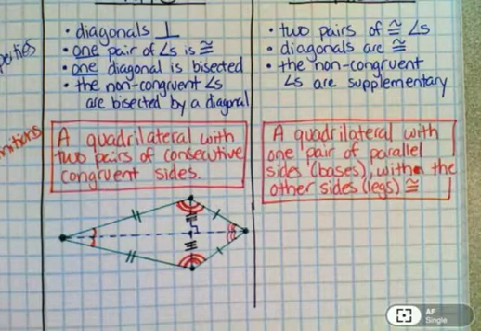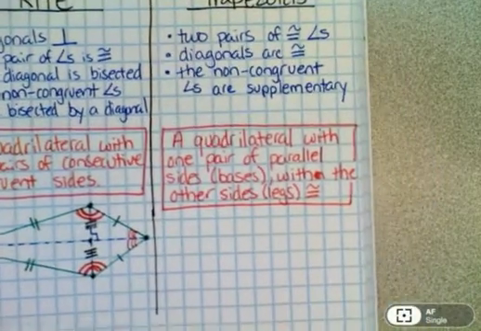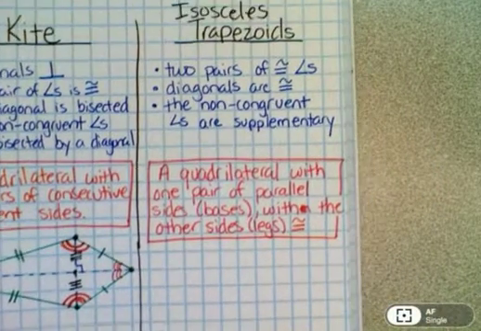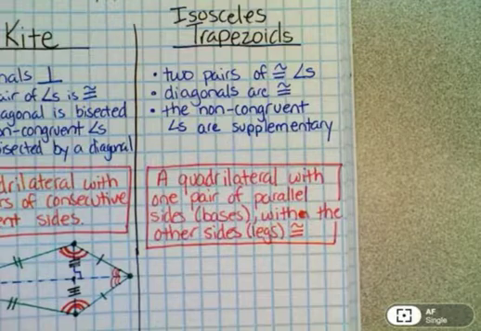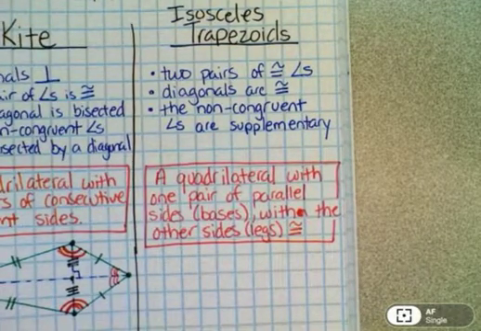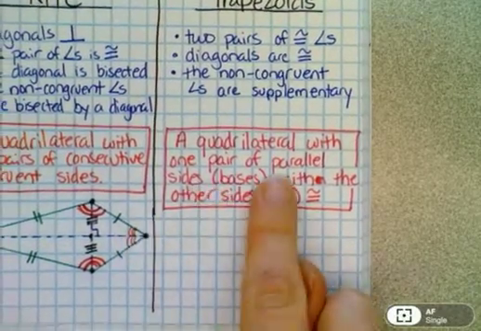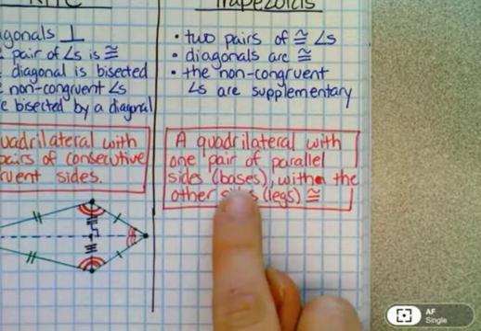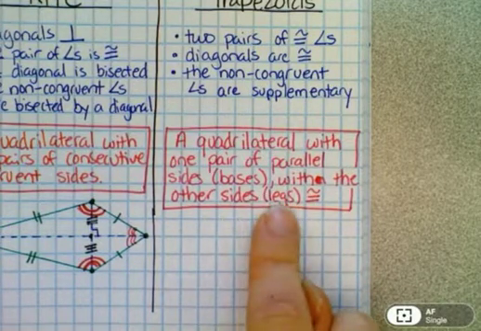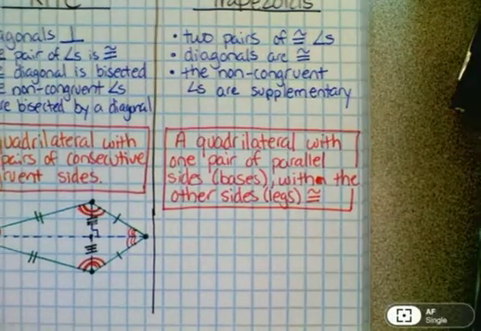But the definition is that these are congruent and these are congruent, and everything else on here is just a property of the kite. Let's talk about a trapezoid. So I should first say that we're really only going to be focused on isosceles trapezoids. A trapezoid is any quadrilateral with one set of parallel sides, but in an isosceles trapezoid, you have a quadrilateral with one pair of parallel sides, and those are called the bases, with the other sides, which are the legs, being congruent to each other. So I'm going to show you how to build that.